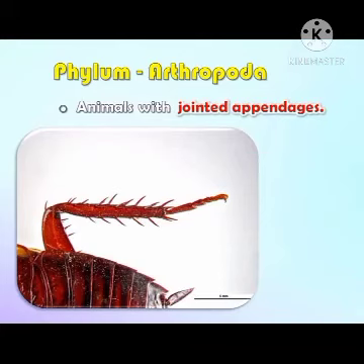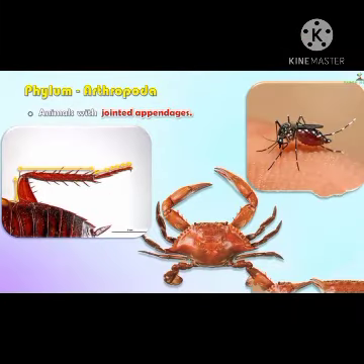Let's study the next phylum, Arthropoda. Artho means jointed. Poda means legs. So these animals have jointed appendages. Examples are cockroach, crab, mosquito. If we observe the leg of these animals, it is made up of small parts. So these are the animals with jointed appendages or jointed parts.